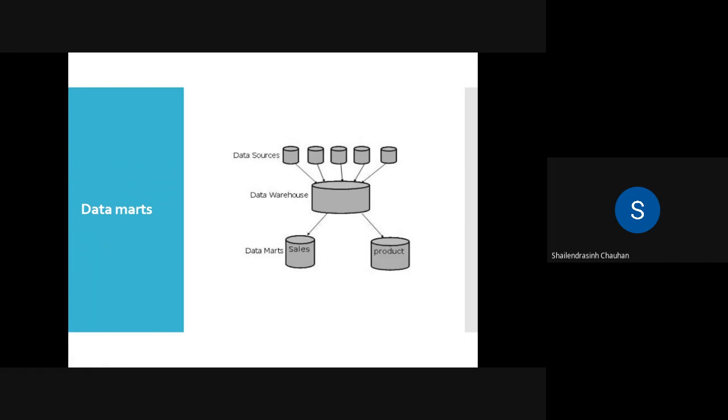You cannot say your data warehouse is going to store only a few departments. No, you are going to store all the data from the beginning with respect to all the departments. All the data of your organization will be stored inside this data warehouse, so it is enterprise-wide. Whereas in data marts, you can see that the data is separated with respect to different subjects or departments, so it is department-wise.